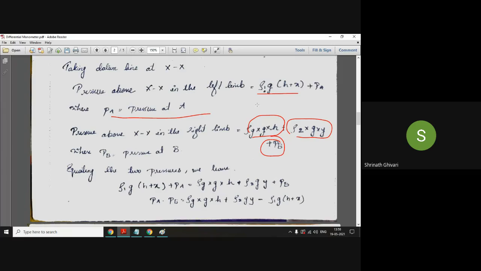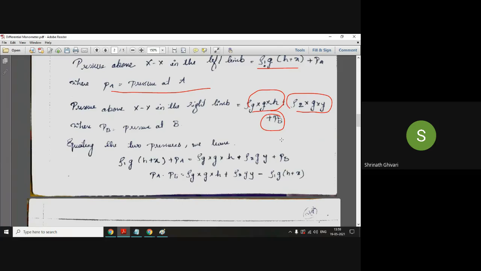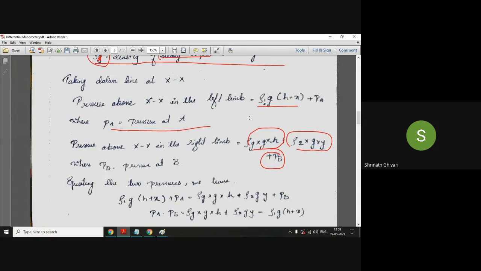Why have I not taken rho 2 g (h plus y), as you told me? Can anyone tell me? So there are two different liquids, and for different liquids, you have to see it like this. Okay, very good.